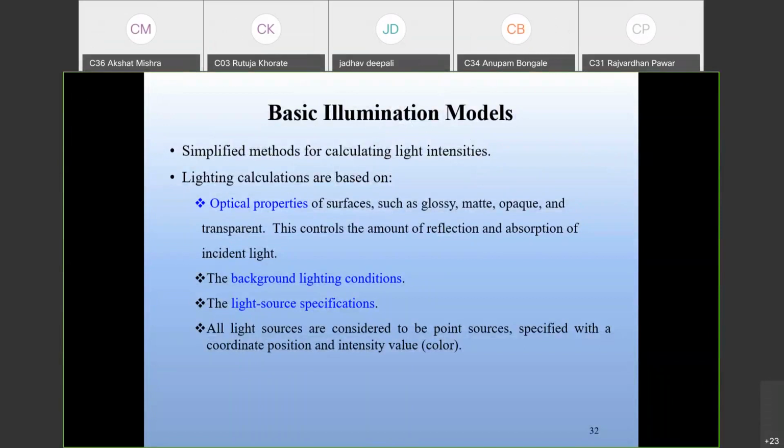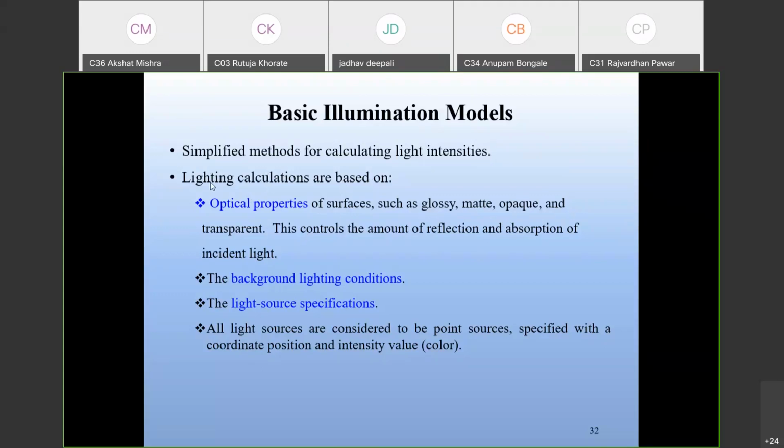based on the first, optical properties of the surface, which means what kind of surface it is, whether it is a glossy or shiny surface, whether it is a matte surface, whether it is an opaque surface, and whether it is a transparent surface. This controls the amount of reflection and absorption of the incident light. As we have seen, a glossy surface absorbs less and reflects more, while a dull surface absorbs more and reflects less. So that depends upon the first calculation.